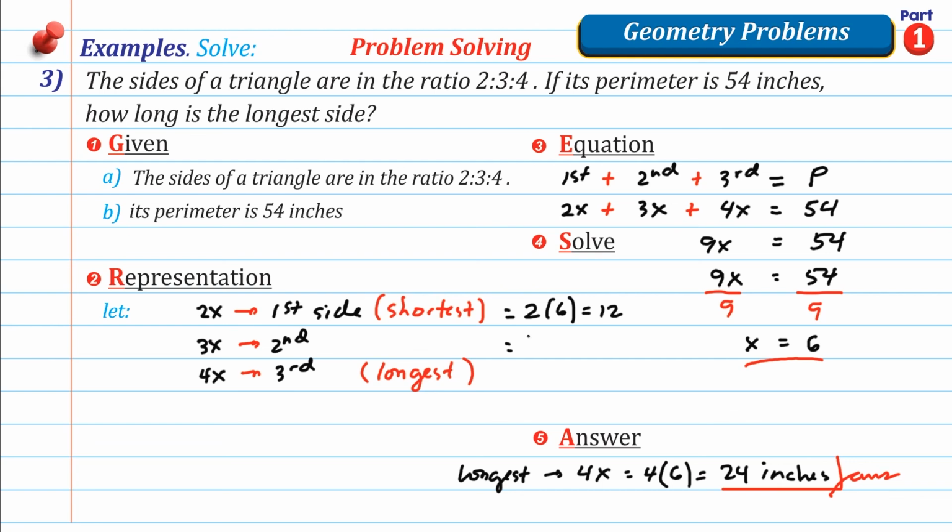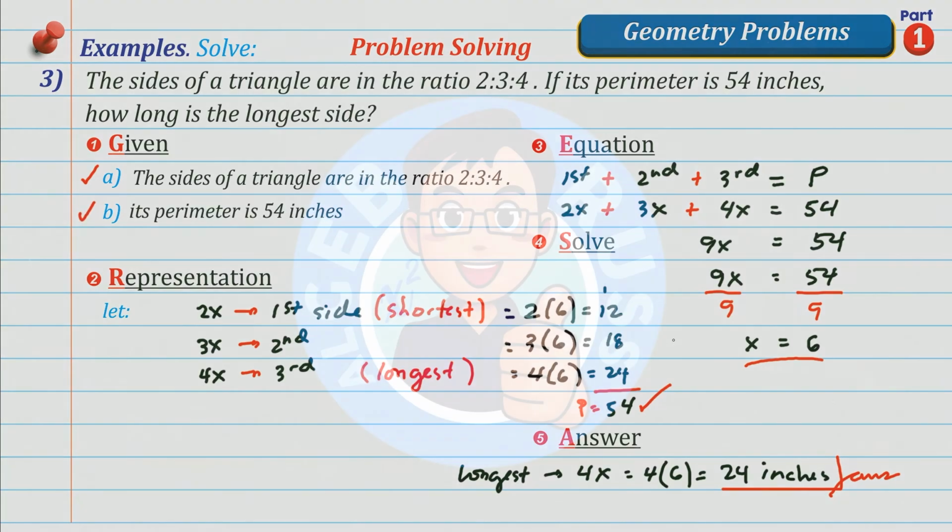The second side should be 3x. So 3 times 6 is equal to 18. And finally, we already solved this. 4 times 6 is 24. If you divide by the GCF, which is 6, it will be 2:3:4. So first given, check. Its perimeter is 54. Let's try. If you add them, 2 plus 8 is 10, plus 4 is 14. Carry 1 there. 1 plus 1 is 2, plus 3 plus 2 is 54. So, really, the perimeter is 54 inches. Our answer must be correct.